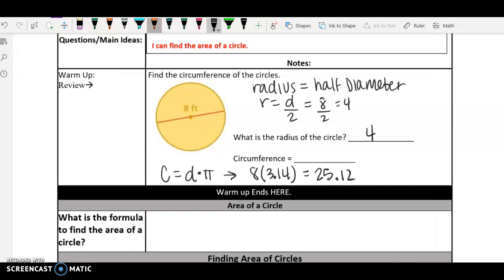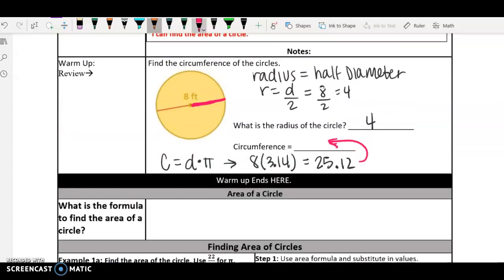So the radius is half of the diameter. The radius would just be from here to here, so from the center out to the side. To figure out what the radius is, all we do is cut the diameter in half. So we do 8 divided by 2, and we get 4. Now what is the circumference? The circumference is the diameter, which is all the way across, times pi, which we're just going to use 3.14. So 8 times 3.14 is 25.12, and so that is my circumference. That's the distance around the circle.